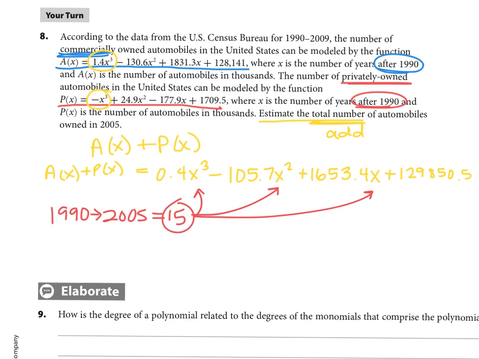And I'm going to be lazy. Don't be like me. Be better in your notes. I don't have a good calculator with me, but the idea is you're just going to take 15 and plug it in right there to figure out what would have been the total number of automobiles in that year. Okay, so like I said, super, super easy lesson.